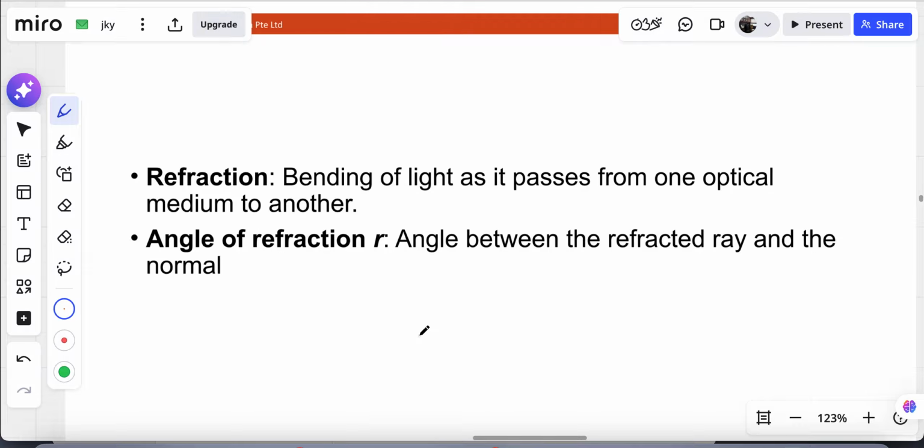Now, what is refraction? We've said it is the bending of light as it passes from one optical medium to another optical medium. So when light is changing medium, let's say from air to glass, or air to water, or water to glass, or water to air, or from vacuum to water, it will bend. Either it bends towards the normal or away from the normal.